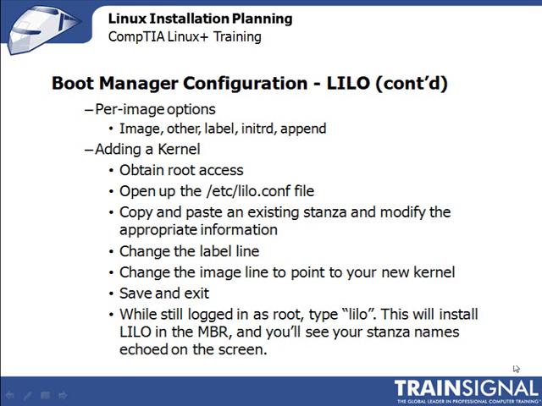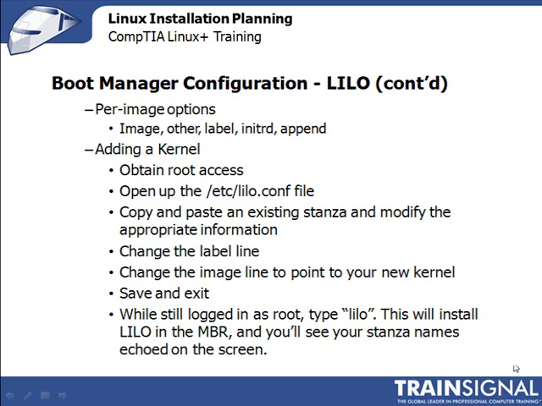But what if we wanted to add a new kernel to our system? First, you'll need to obtain root access and then open up the configuration file /etc/lilo.conf in your favorite text editor. You could then copy and paste an existing stanza and modify the appropriate information. You'll probably want to change the label line, and this must contain letters, numbers, or both, but no spaces. Then change the image line to point to your new kernel. And once you've made all the changes you want, save the file and exit the editor.